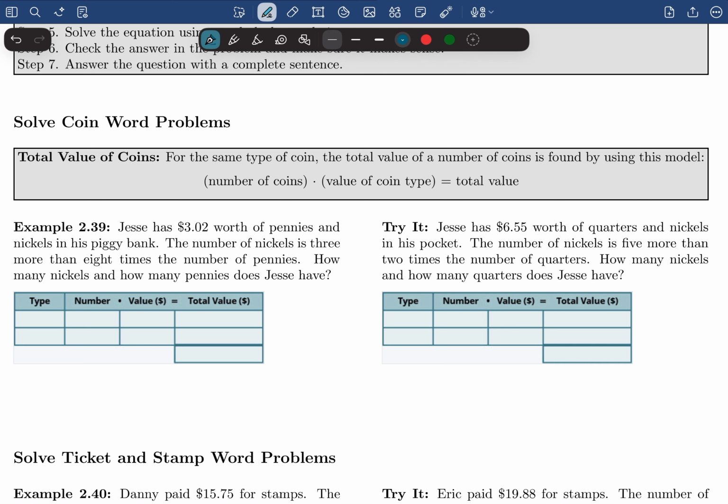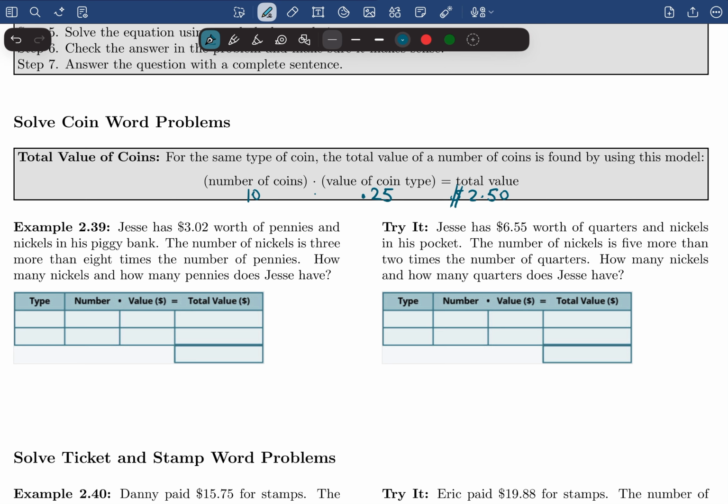Well, first let's talk about the total value of coins definition up above it. So for the same type of coin, the total value of a number of coins is found by using this model. The number of coins times the value of the coin type equals the total value. So for example, if I have 10 coins and they're valued as quarters, well, the value of each coin would be 0.25 because quarters are worth 25 cents. Now, we're going to multiply 10 times 0.25 to find the total value, which is $2.50. All right, so that's the total value of 10 quarters.